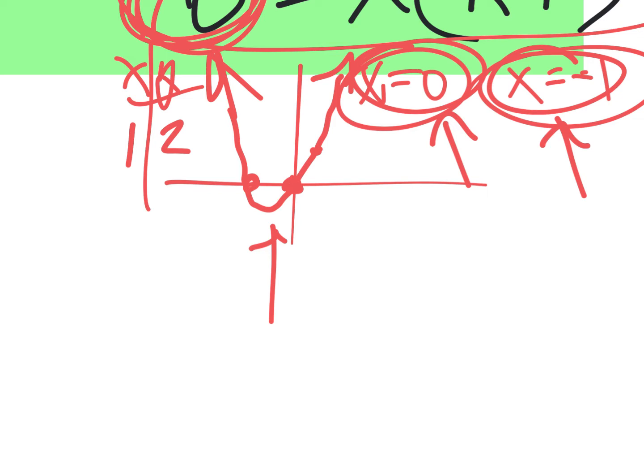Anybody know the name of it? That spot at the bottom where it makes the turn? You, sir. Vertex. The vertex. Anybody know the formula for that?